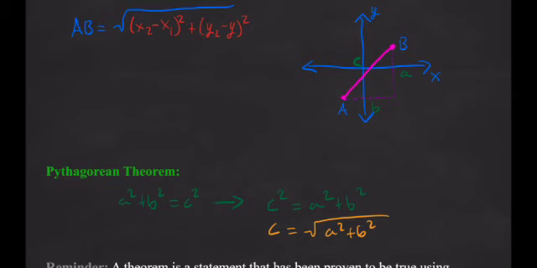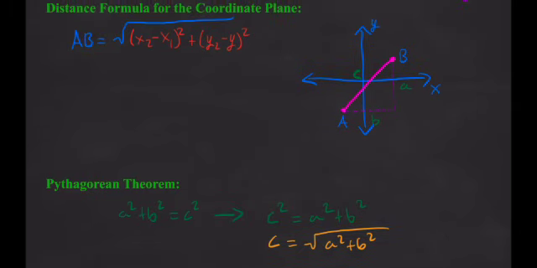So what this distance formula is saying is that we are finding the distance from x2 to x1. How far is that? We're going to find the distance from y2 to y1, square those, add them together, and take the square root. We have it. The distance formula is just Pythagorean's theorem, just rearranged a little bit.